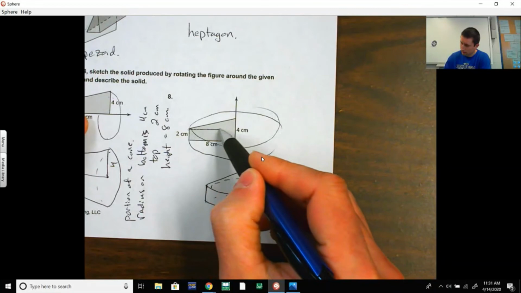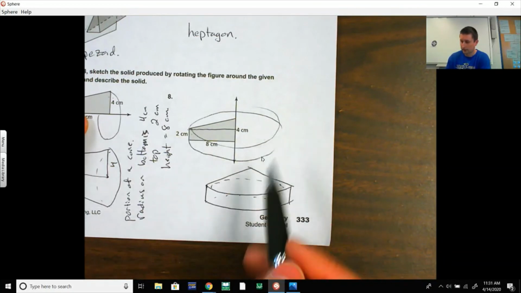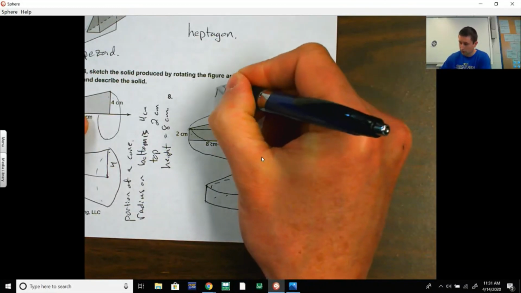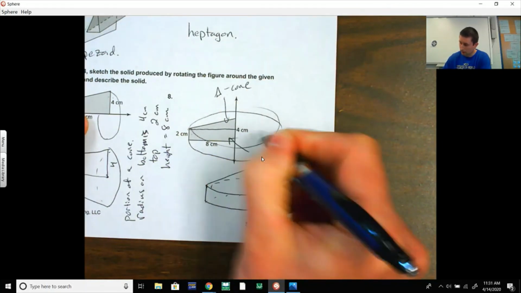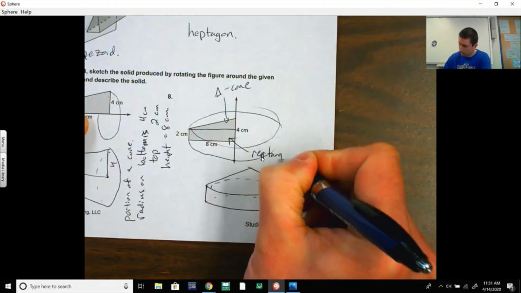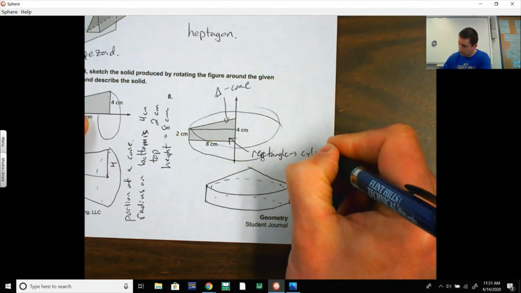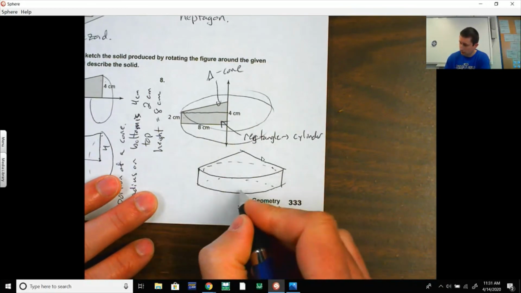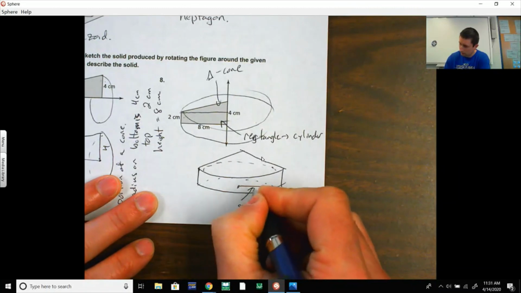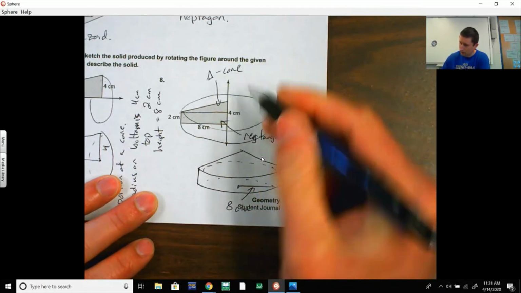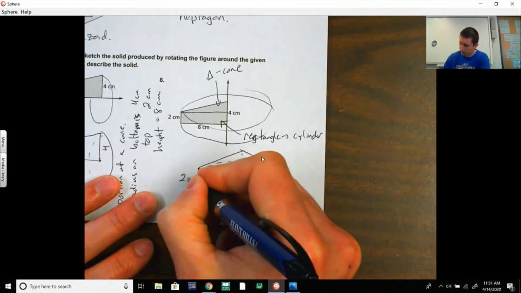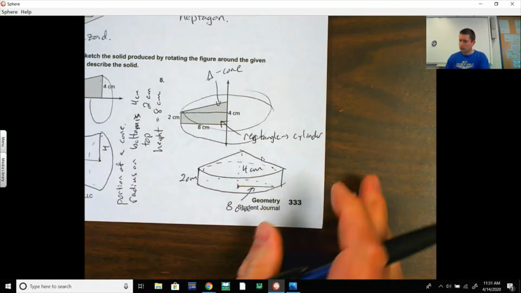So right here, if I rotate a rectangle, I get a cylinder. If I rotate a triangle, I get a cone. That will be helpful when you get to the assignment. So we have a cone on top of a cylinder. The radius is 8 centimeters. The height would be 4 centimeters. And this out here would be 2 centimeters from that. The shapes you're going to be seeing aren't going to be quite that complicated, and that goes to 11.5.